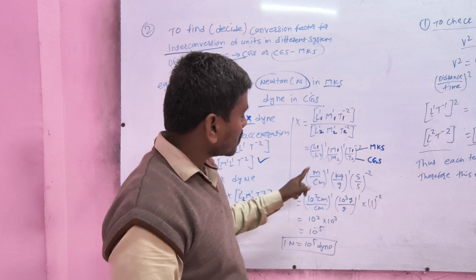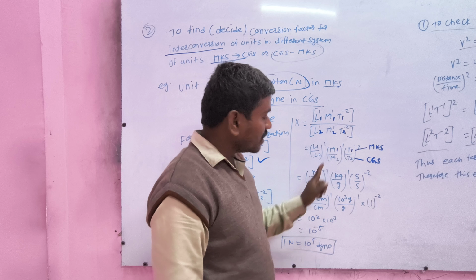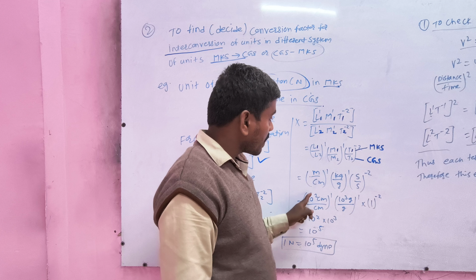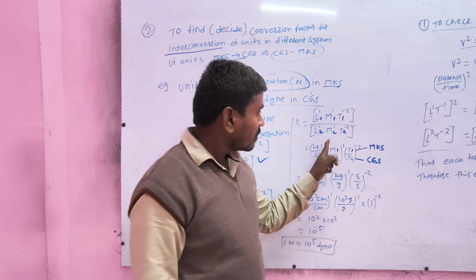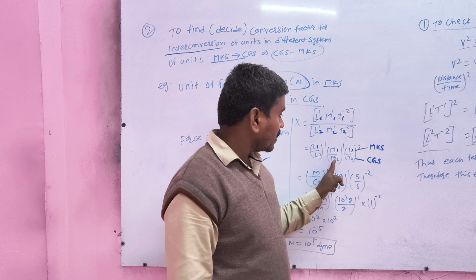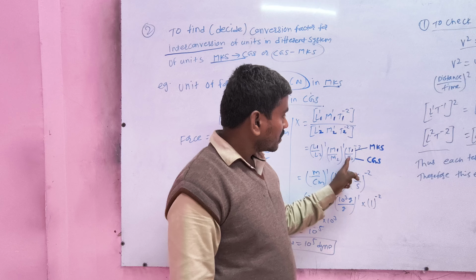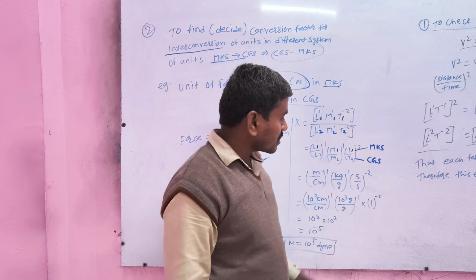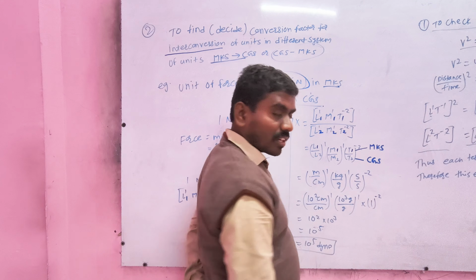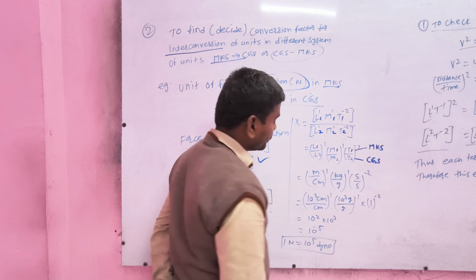So in MKS, length is measured in meter. In CGS, length is measured in centimeter. Similarly, in MKS, mass is measured in kilogram, and in CGS, mass is measured in gram. Similarly, in MKS and CGS, time is measured in second. In both conditions, time is measured in second.